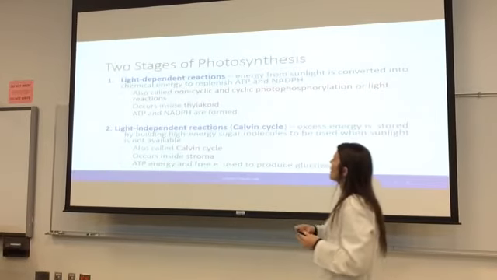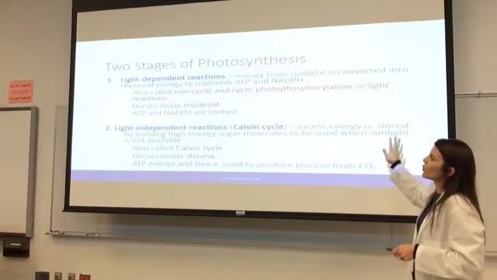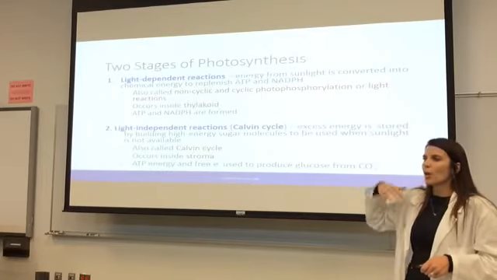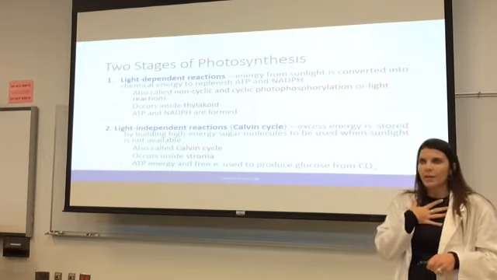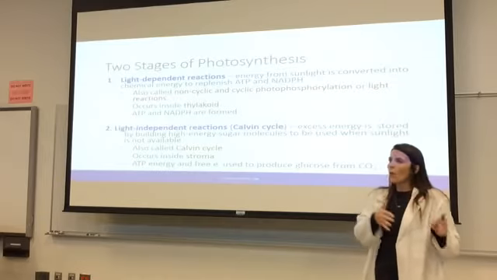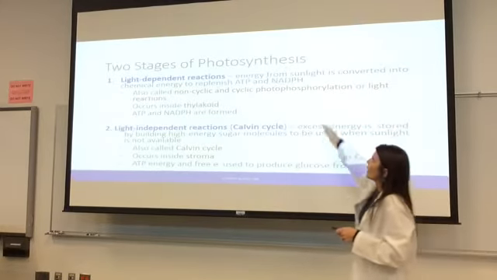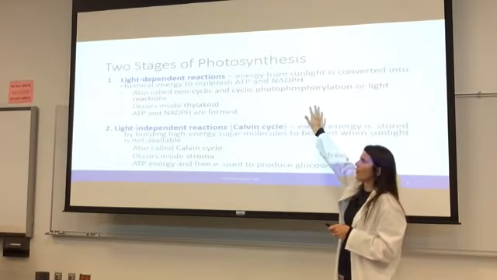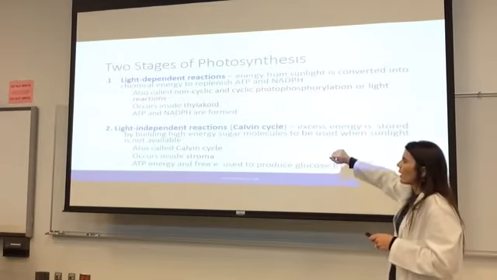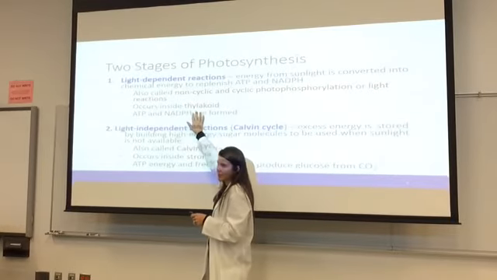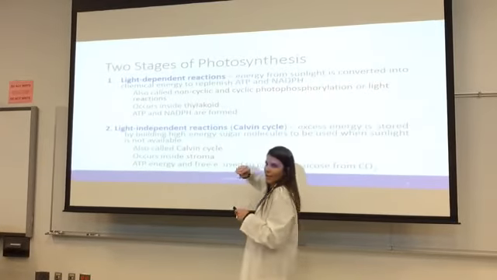So step 1 is responsible for taking photon or light energy and transforming it into chemical energy, which is ATP. When we transform energy, we have to move electrons. So it has an electron carrier also involved. These reactions occur in the thylakoid membranes. Those are those green pancakes.